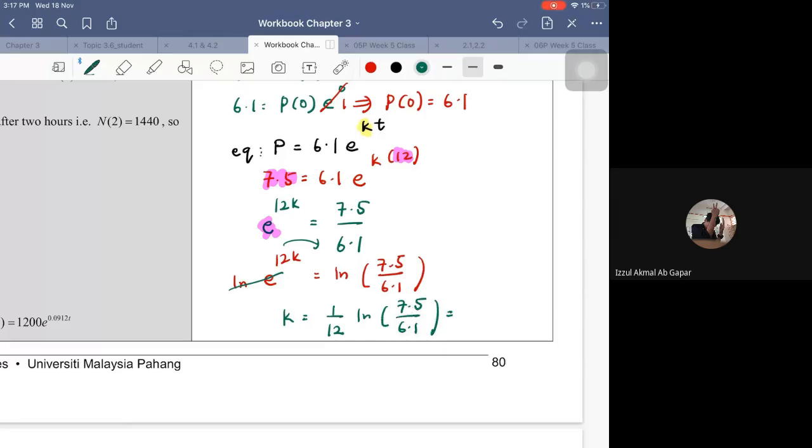Can somebody tell me what is going to be the value of this? I don't have my calculator with me. Please type in the chat. 0.0172. So 0.0172, is that right?